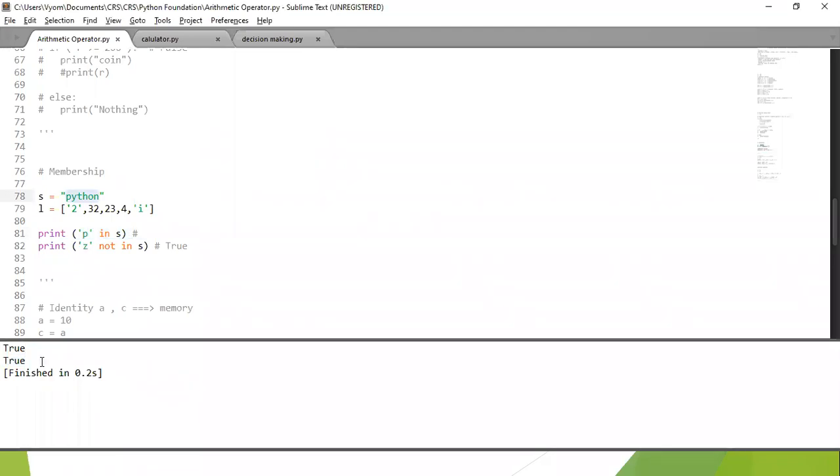Somebody is saying, sir, the output for this membership operator will also be true and false. Exactly. It will always be either true or false. It's the same as comparison and logical operators in terms of the output. They always give output in Boolean format, either true or false. Similarly, the membership operator also gives an output in the form of true or false.